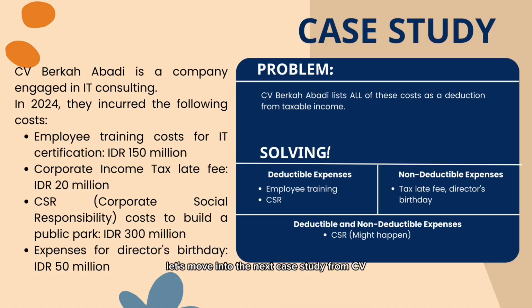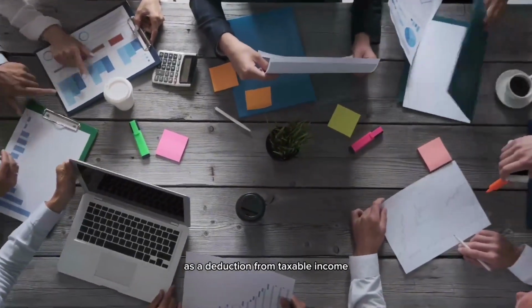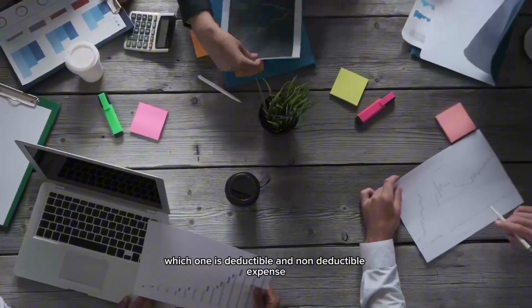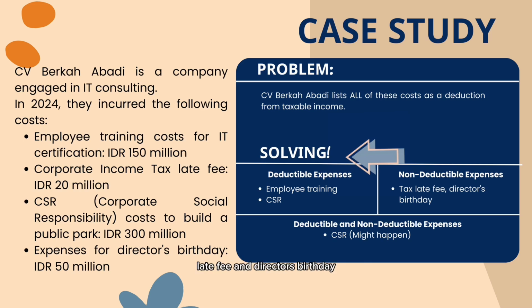Let's move into the next case study from CV Berkah Abadi. CV Berkah Abadi is a company engaged in IT consulting. In 2024, they incurred the following costs: employee training costs for IT certification, corporate income tax late fee, CSR, and expense for the director's birthday. The problem is, CV Berkah Abadi lists all of these costs as a deduction from taxable income. So we have to divide which one is deductible and non-deductible expense. The deductible expense consists of employee training and CSR, but the non-deductible expense consists of the tax late fee and the director's birthday.